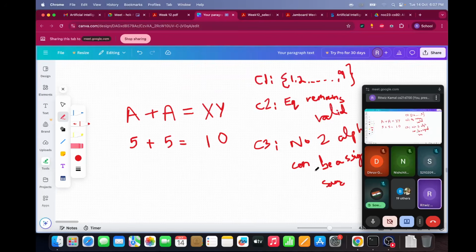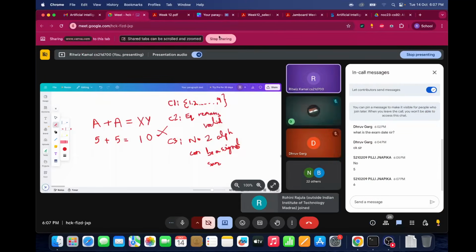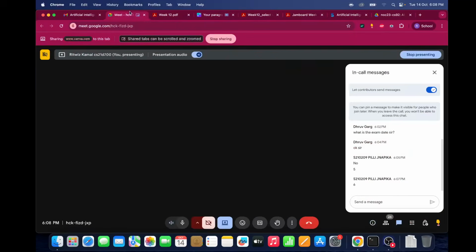So these are some broad constraints or rules that you have to follow while making the assignment. While this does look good, this violates the first constraint that the numbers have to be from 1 to 9. So we will omit this. After 5, exactly 6 is the next number that we can assign. So this will be 6 plus 6, which is 12, in which case we will assign x 1 and y 2. But is this the only possible solution?